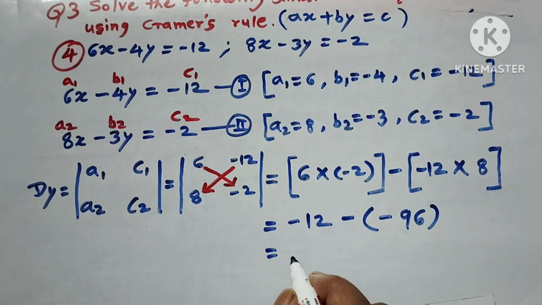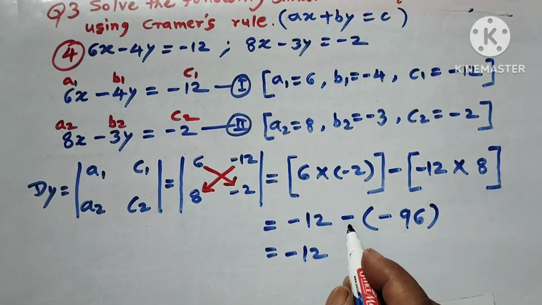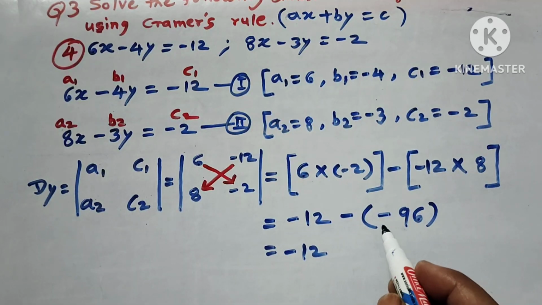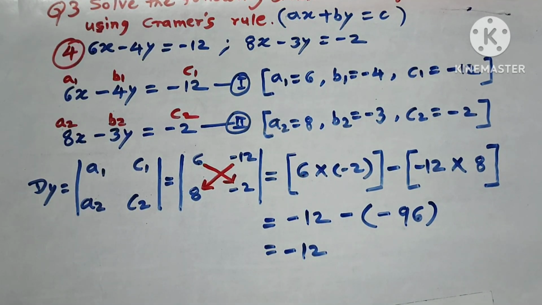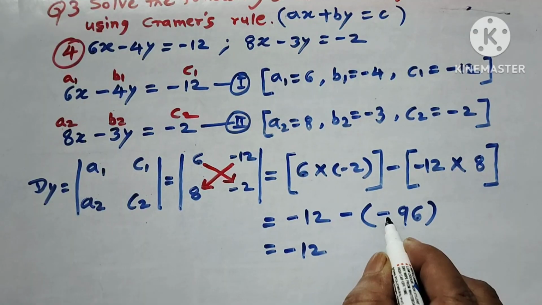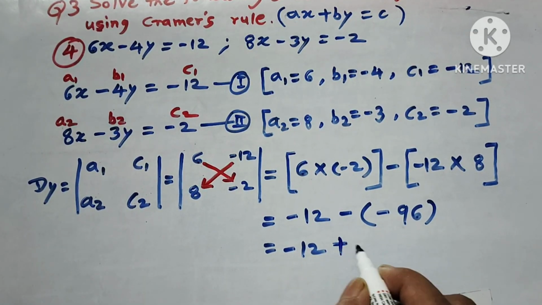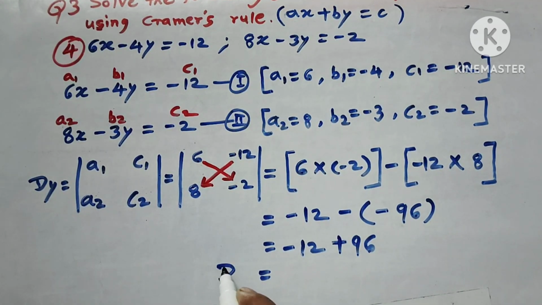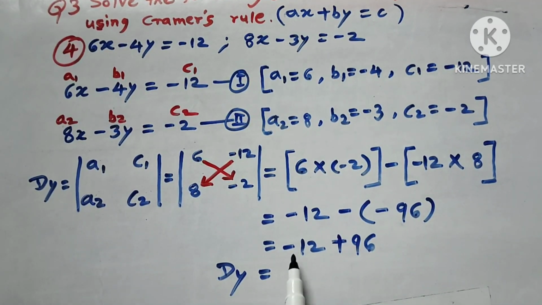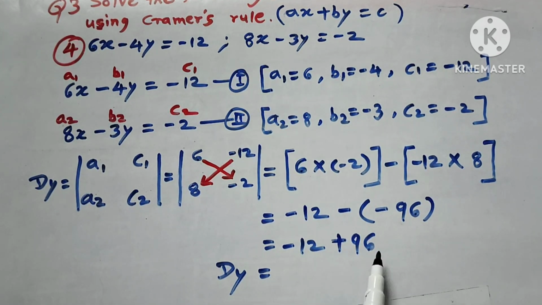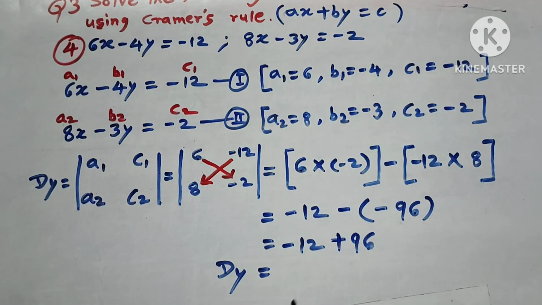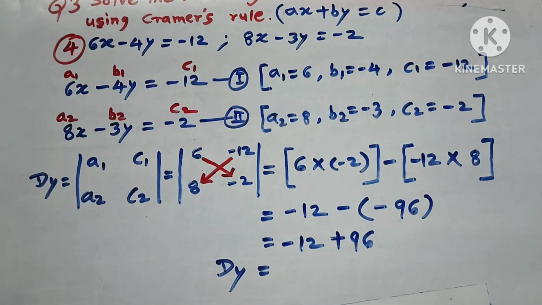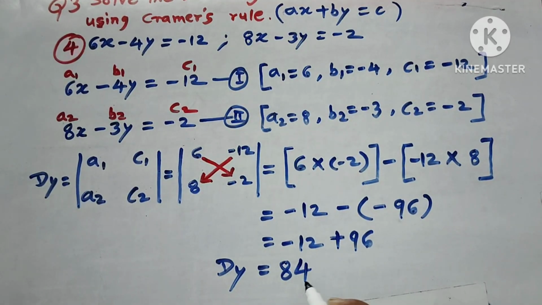Is equal to -12. If there is a minus sign outside the bracket, then the signs of the numbers inside the bracket change. Here minus, then plus, plus 96. dy is equal to -12 plus 96, opposite sign, then subtraction, bigger number sign right here, 96 minus 12, 84.